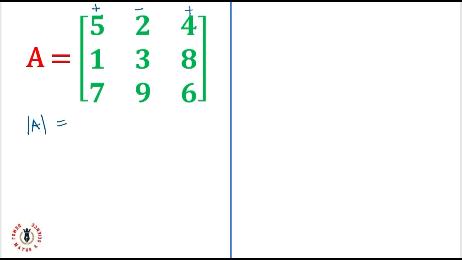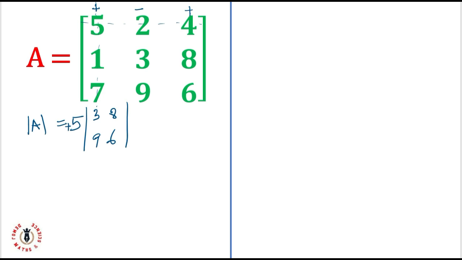Now to find the minor of the element of the first row, this is 5. Like I said in our lesson on minors of a matrix, you pick the column and you pick the row. Now you pick the elements that are not within that row. So this will be plus 5 times the determinant of 3, 8, 9, and 6.